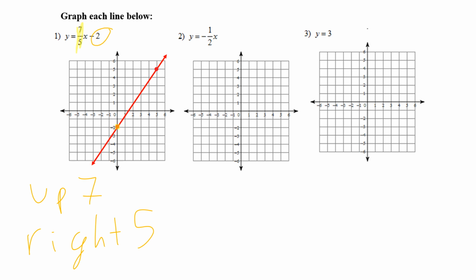Number 2 and number 3 are a little bit tricky. I'll give you a few hints here. Number 2, your y-intercept is 0, right? Y equals -1/2 x plus 0. So you're going to start at the origin at 0, 0. See if I can put a dot there. Not really.